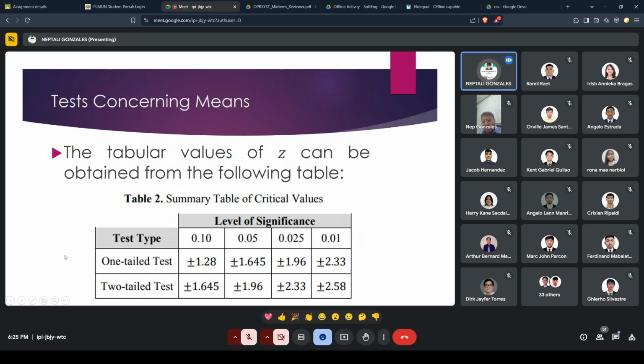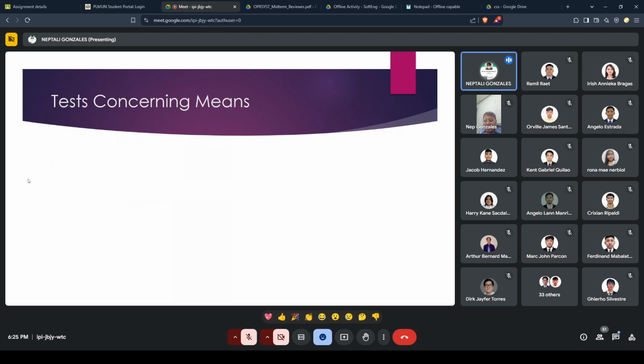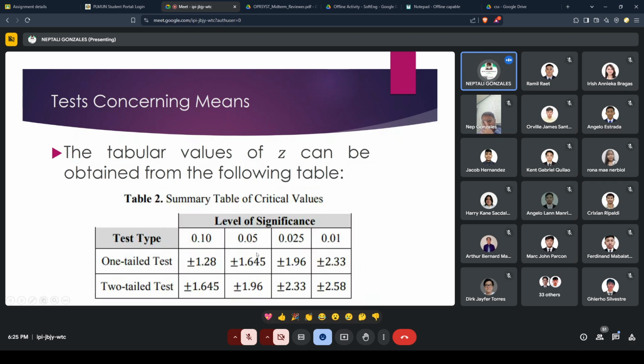If you are going to conduct a two-tailed test, if you are using 0.1, this is the 90% level of significance, 0.05, 95% level of significance, 0.025, 97.5% level of significance, and 0.01, 99% level of significance. And these are the critical values that we are going to compare with our computed values. Ayan yung pagko-compare natin. Ang ibig sabihin lang nito, kung ano yung masosolve natin dito, i-compare natin dito sa mga values na to. At isa lang yon. Given lagi iyon.